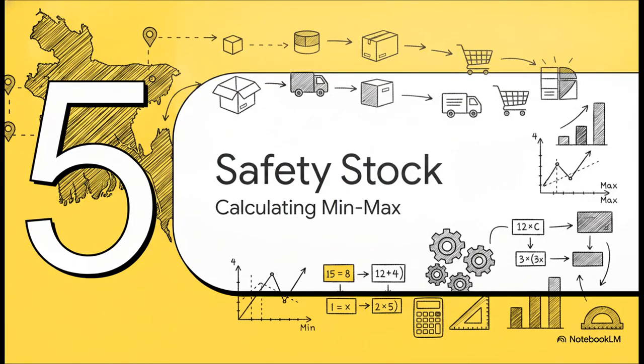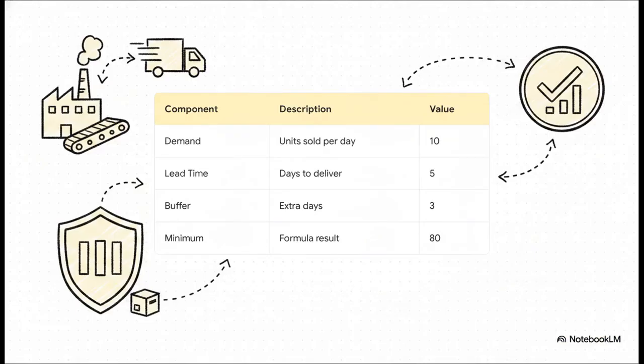Let's slide into Section 5, calculating your safety stock. Because you really can't set up those automated rules without getting the local supply chain math right first. So let's cleanly break down the minimum stock formula. It's actually pretty straightforward. To find your perfect reorder trigger, you just multiply your average daily demand, let's say you sell 10 units a day, by your supplier's lead time. If they take 5 days to deliver, that's 50 units.